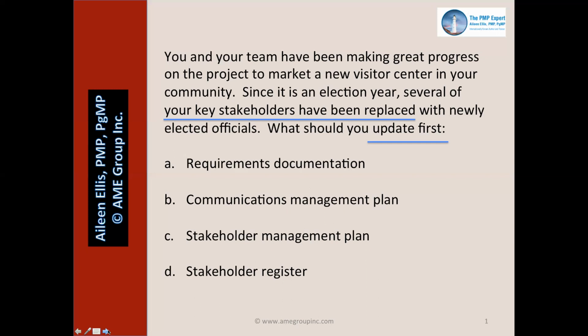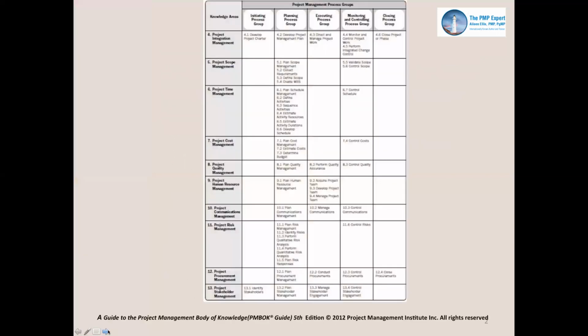How do I go about solving this question? I go to the PMBOK guide, table 3-1, and I look at each of the four items. I think about the initiating column and the planning column. I don't focus on rows, I focus on columns, meaning I focus on process groups.